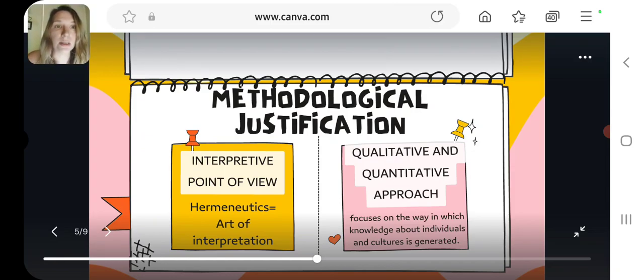So, hermeneutics is a science that serves as a mediator to the object and the subject, who, for the application of certain rules of interpretation, can capture the meaning of the object that is manifested through language. As just stated, in this research, the paradigm is interpretive with a qualitative and quantitative approach, and focuses on the way in which knowledge about individuals and cultures is generated. They are inseparable because the mere fact of making an observation changes the result of it.